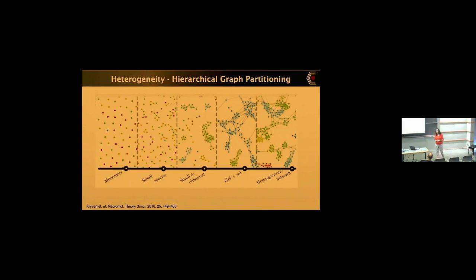More recently, we've been really interested in developing multi-scale descriptions of chemical systems, and one of the ways in which we've been doing this is with hierarchical graph partitioning. This is just a nice cartoon that shows some key characteristics of hierarchy or heterogeneity in graphs. Imagine you have a simple solution made of monomeric units, and these monomeric units start to self-assemble into small, disconnected subgraphs, and then they assemble more and more until you get a very heterogeneous network of self-assembled species. This could be a microemulsion, for example.